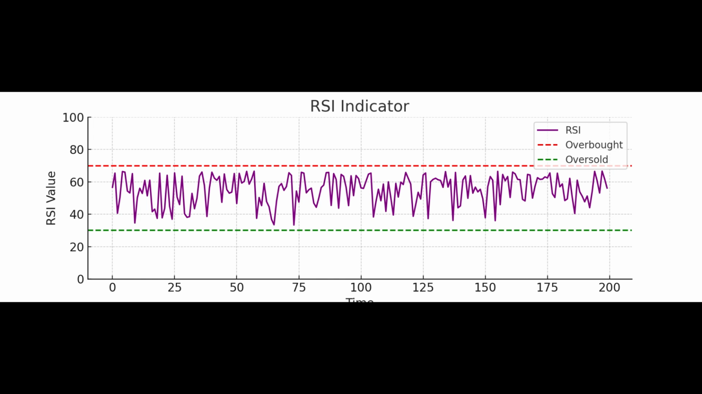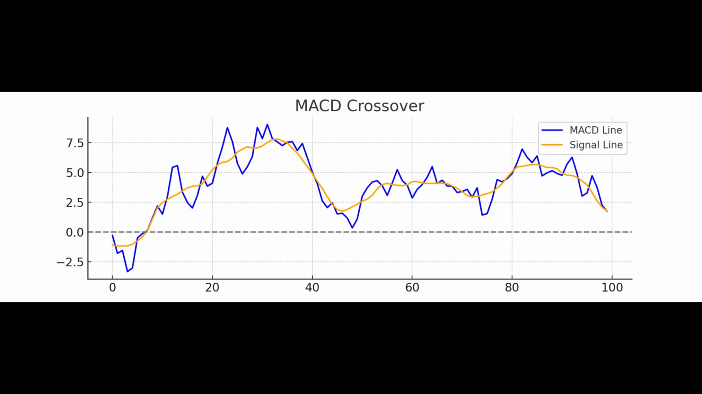Then we have MACD, Moving Average Convergence Divergence. This one is all about momentum and trend direction. It includes two lines. When they cross, they can indicate potential entry or exit signals. All of these indicators will be explained in real time, on real charts, with real examples.